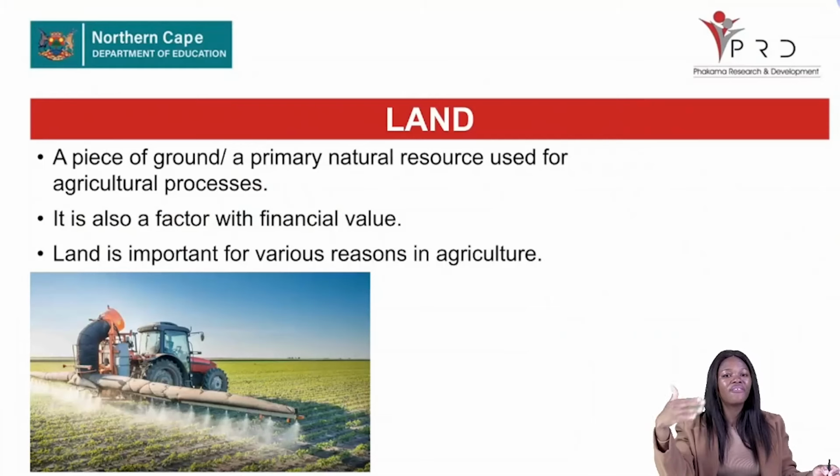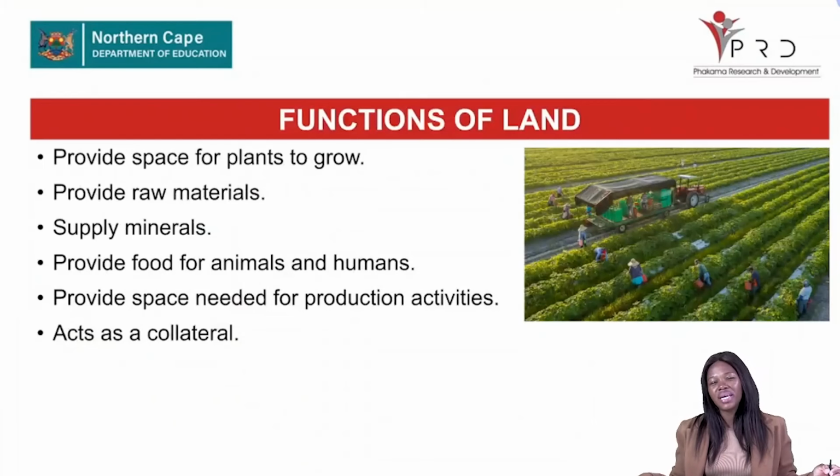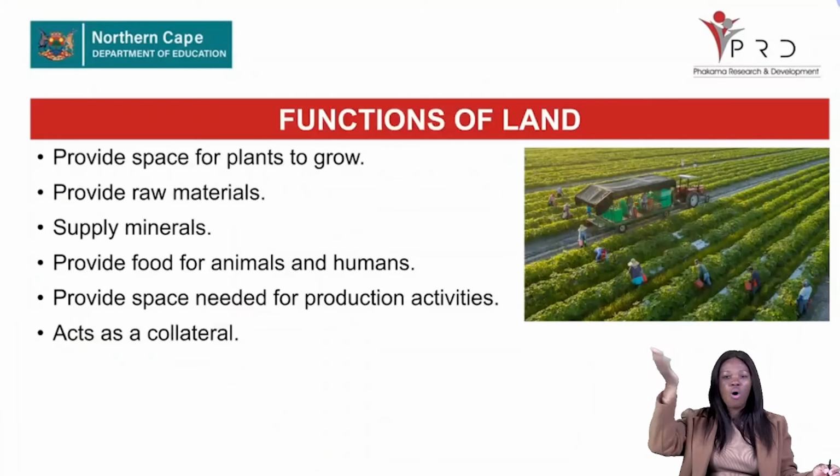Because it comes first before the other three production factors. Why is it important? Now, land is important for various reasons. Firstly, it provides us with space for crops to grow, meaning crops cannot grow if there is no land. We cannot just grow crops in the air. We can't do that. We need the land.